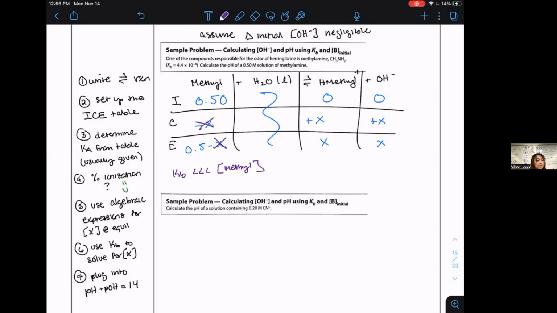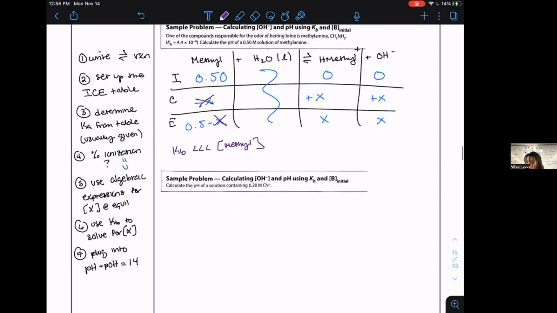Now, you need to plug into the Kb equation. Oh, no, you do. You're going to plug into the Kb equation. So you're going to do x squared and solve for x, because that's going to tell you the OH.